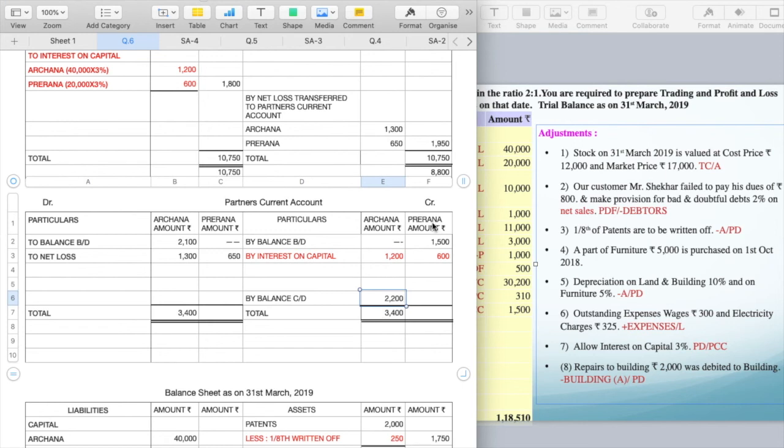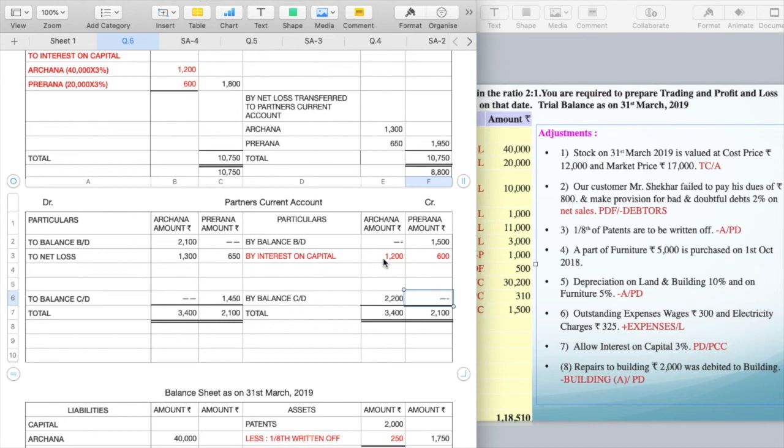Now in case of Prerna, on the credit side the value is more, and on the debit side only one value is there, 650. If I calculate Prerna's amount, it will be 2100 on the credit side. So I have to copy this total and put it on the debit side as well. Now from 2100, if I minus 650, my answer will be 1450. So this is the balance carried down.